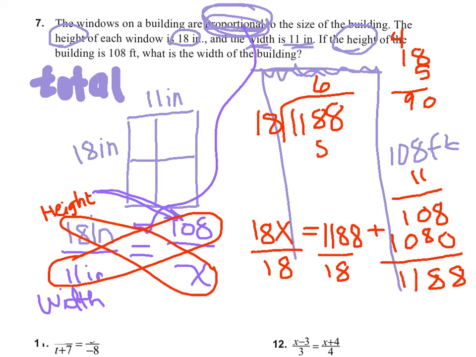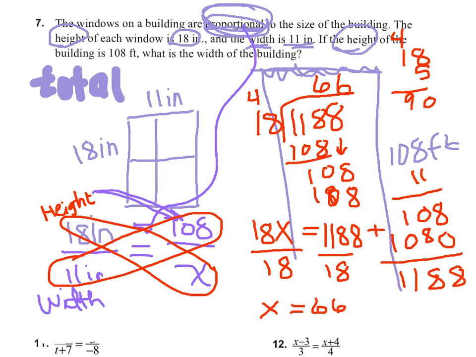6 times 8 is 48. Carry the 4. 6 times 1 is 6, plus 2 more is 10. So there's 108. 8 minus 8 is 0. 1 minus 0 is 1. Bring down my 8. Okay, now what times 18 is 108? We already did it. So it's another 6, which will give me my 108. So when I divide, x is equal to 66. And what are my units? 66 feet. So the building is 66 feet wide.